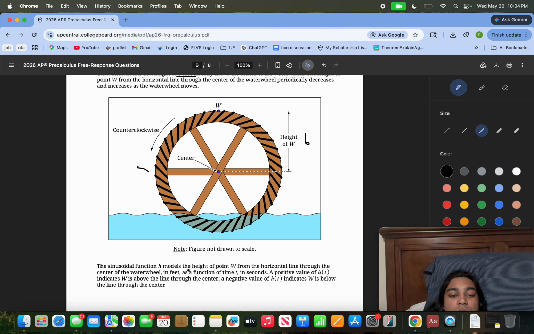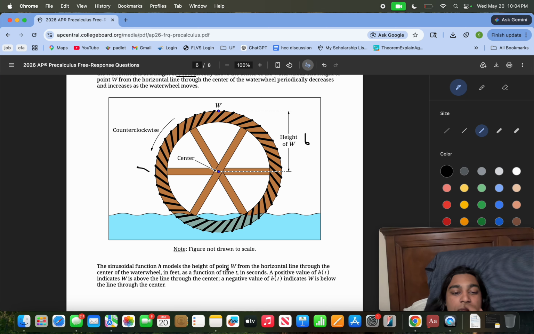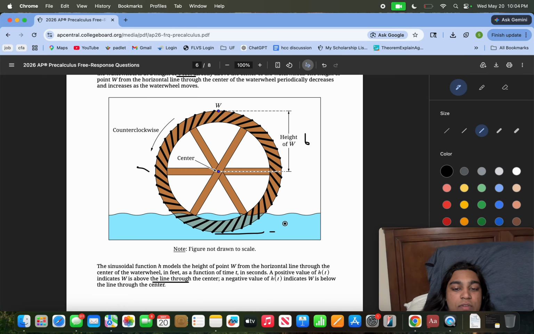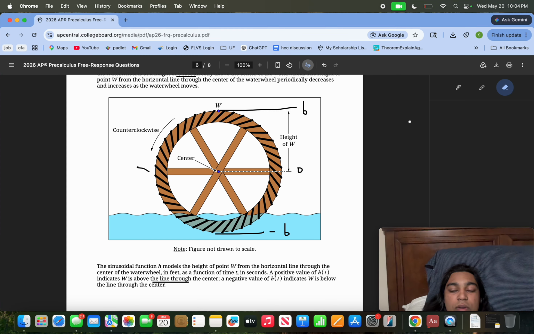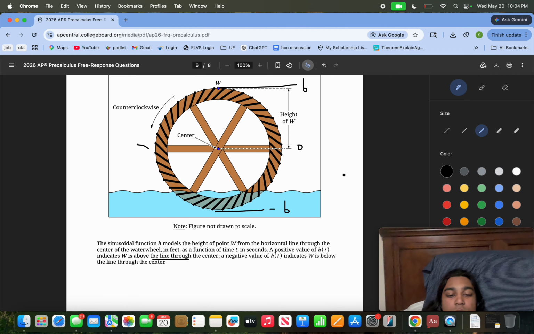Next, we have a function that models the height in feet. A positive value indicates we're above the line through the center. So a negative value means that way down here is -6. And this is 0. And then way up here is 6. Okay, this is what we're working with.